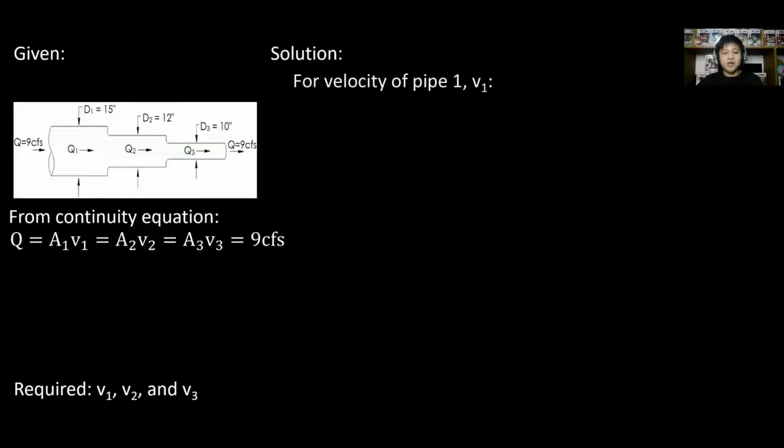For continuity, Q is equal to A sub 1 times V sub 1, equal to A sub 2 times V sub 2, and equal to A sub 3 times V sub 3. That is 9 CFS or cubic feet per second. Thus, for velocity of pipe 1, V1 is equal to the uniform Q all over A sub 1.